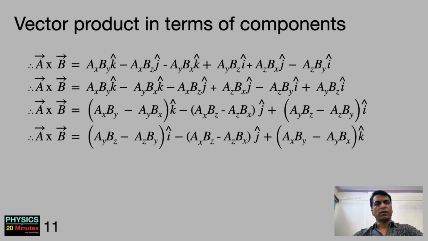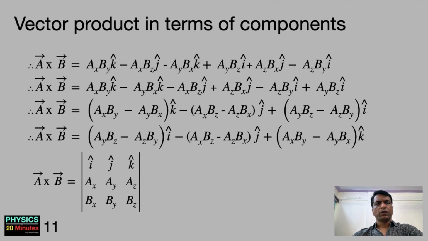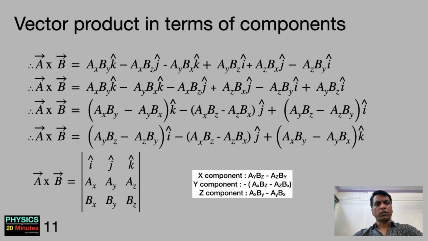So a cross b can be written as (ay bz minus az by) i cap minus (ax bz minus az bx) j cap plus (ax by minus ay bx) k cap, which can also be written as a determinant of third order, in which the first row is i j k, the second row is ax ay az, and the third row is bx by bz. Here the x component of the cross product is ay bz minus az by, the y component of the cross product is ax bz minus az bx, and the z component of the cross product is ax by minus ay bx.